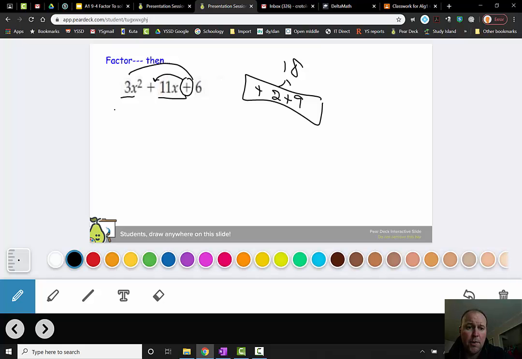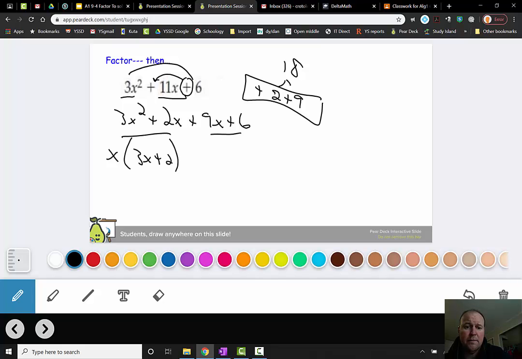So we're going to factor by grouping: 3x squared plus 2x plus 9x plus 6. We can group the first two. All I can take out is an x, so x times (3x plus 2). Remember, skip a little space. I need 3x plus 2. And now my GCF, 9 divided by 3 is 3. So I have x plus 3, and I have 3x plus 2.